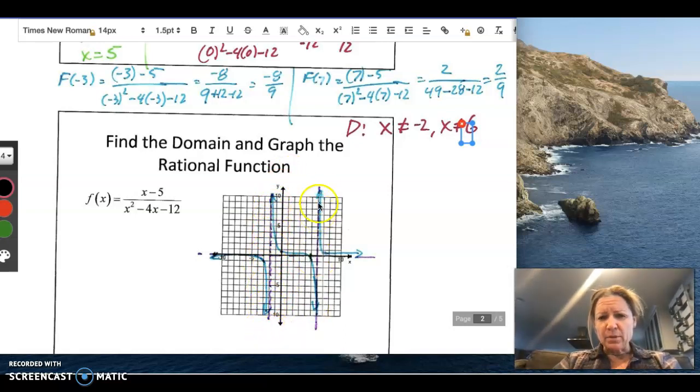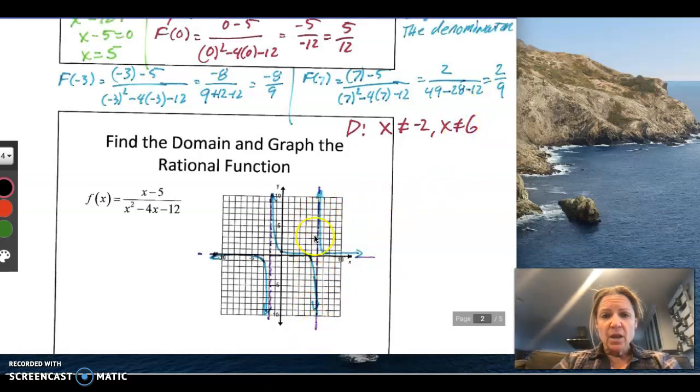And one at, I believe it was positive 6. One at positive 6, so that's your other vertical asymptote. We had a horizontal asymptote right here at y equals 0. So that's dashed in there in purple as well. It's harder to see because it's on the axis, which is already thicker, right?